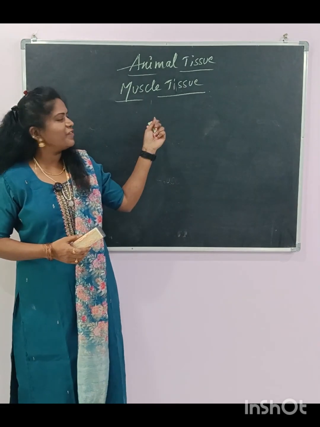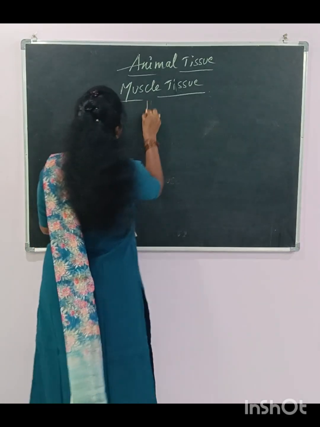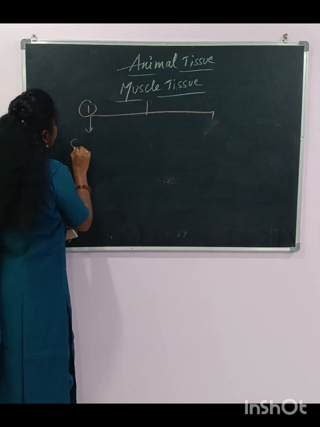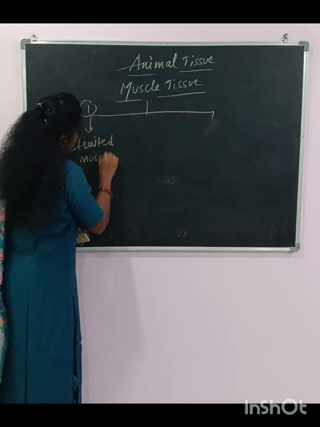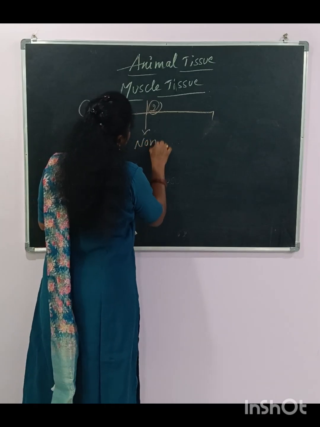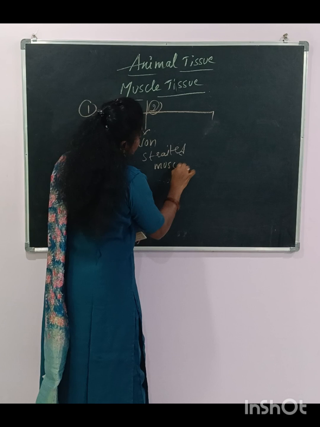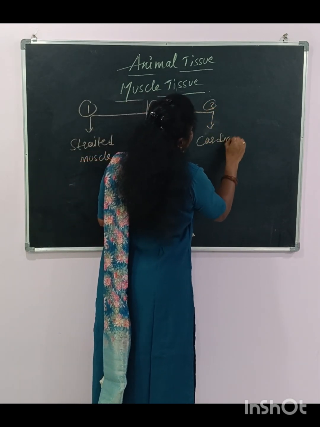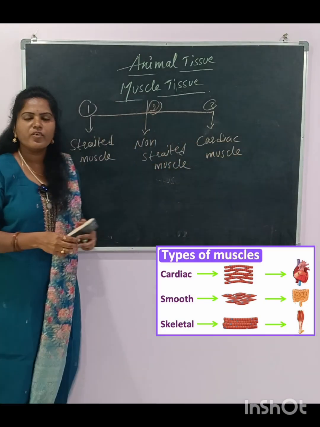Let's see the types of muscle tissue. Muscle tissue is classified into three types. First one is striated muscle. Striated muscles are the skeletal muscles. Second one is non-striated muscle. And third one is cardiac muscle. Let us discuss one by one.